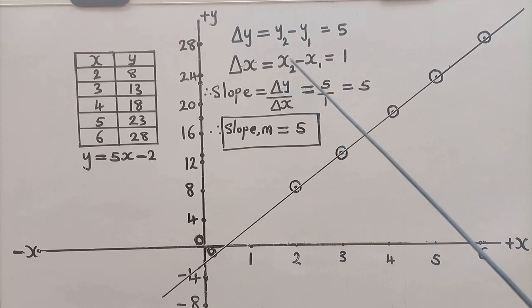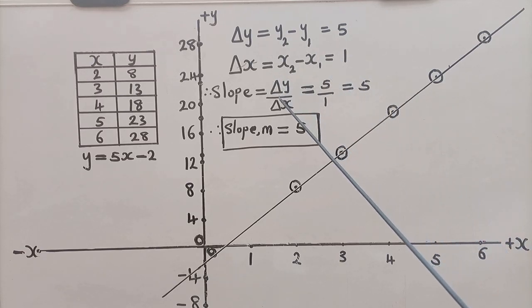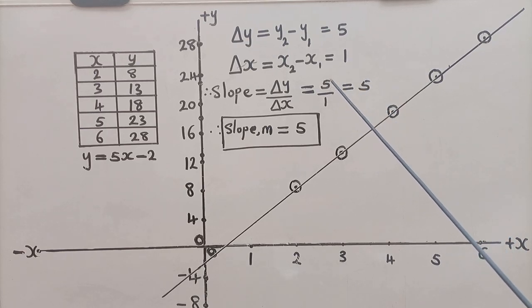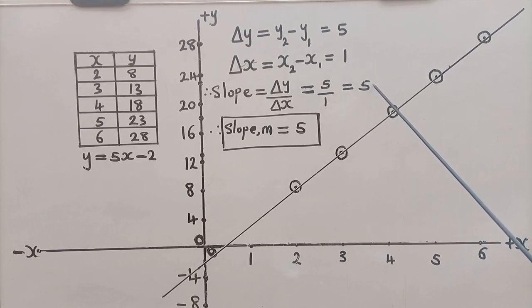That's why this change in y became 5. This change in x became 1. When 1 divides this 5, the answer is equal to 5. Therefore, slope, whose symbol is m, is equal to 5. Now, this is the slope.